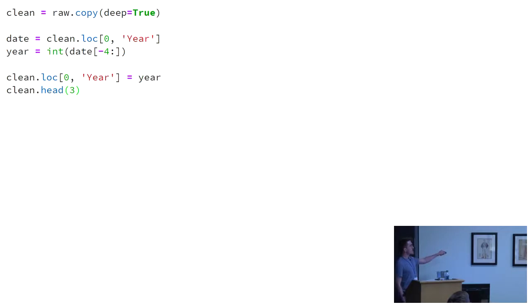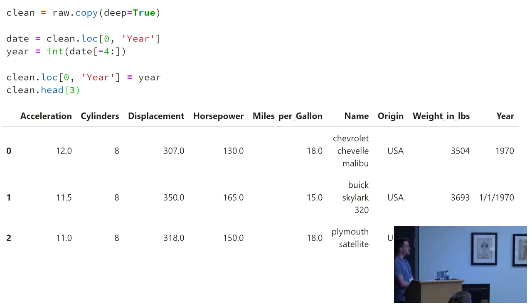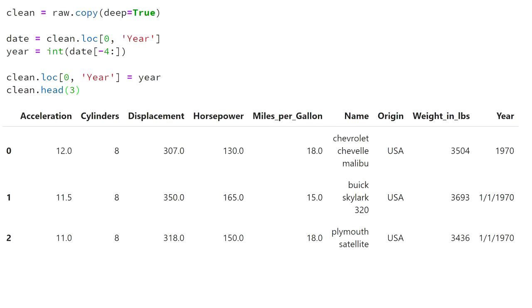Now we're going to go ahead and ask for that value, modify it, and set the value at that location to the modified value. And we're going to look at the first 3 rows. So you can see on the right-hand side that the year for the first row is now 1,970, and it is not January 1st, 1970. And you'll notice that columns can handle multiple types. So the first row, the year column, is an integer, and the subsequent rows have strings.